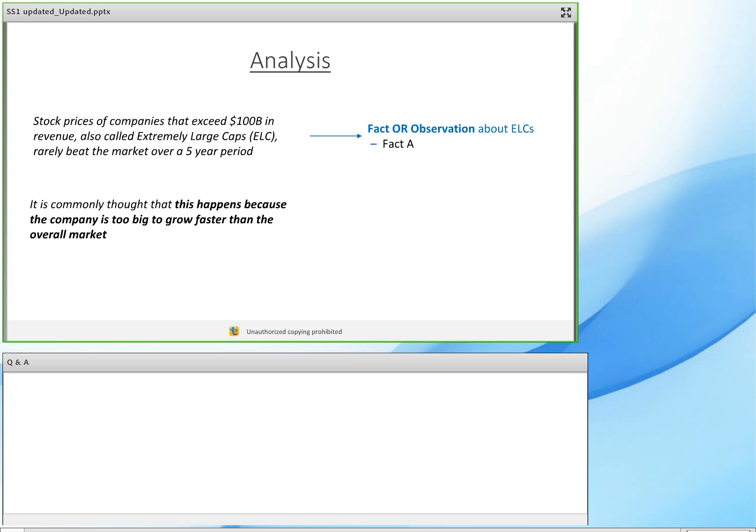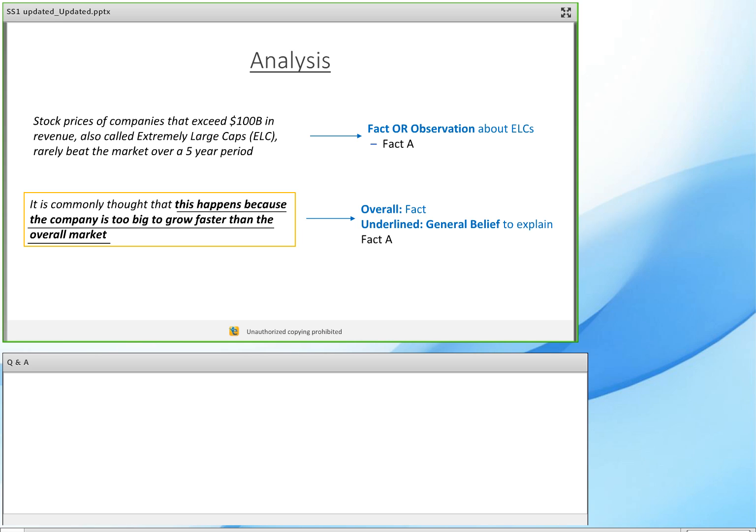Now, what is this entire piece? When you look at this entire statement, that is a fact. The portion that I've bolded just to highlight it is an opinion or a belief, and this opinion or belief is there to explain fact A, which is why it is that ELCs rarely beat the market over a 5-year period. So people believe, remember, it is commonly thought means people believe that this happens because these companies are too big to grow faster than the overall market.